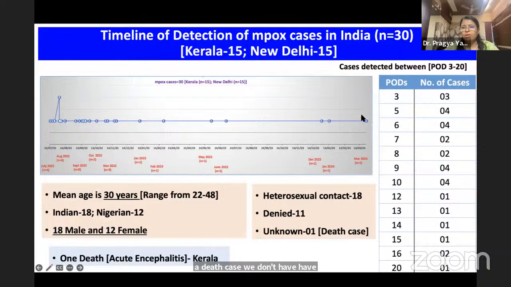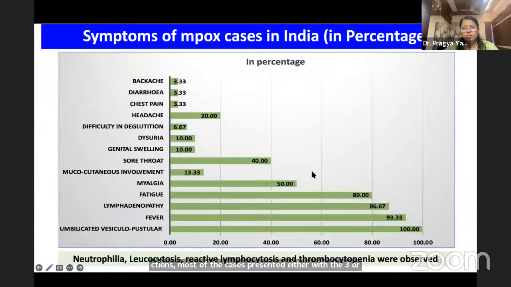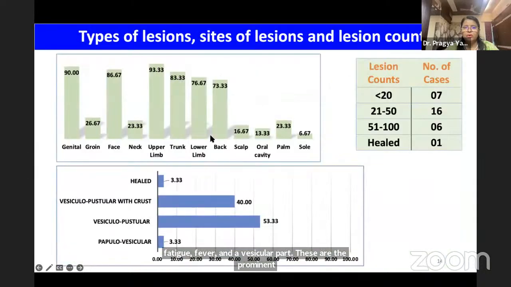During case detection, most of the cases presented within a few days of onset. These are the numbers when they were detected, ranging from the third post-onset day to 15 and onward. We also compiled the symptoms of monkeypox cases in India in percentage terms, and you can see that myalgia, fatigue, lymphadenopathy, fever, and vesicular pustules are the prominent symptoms in the cases, along with other symptoms.